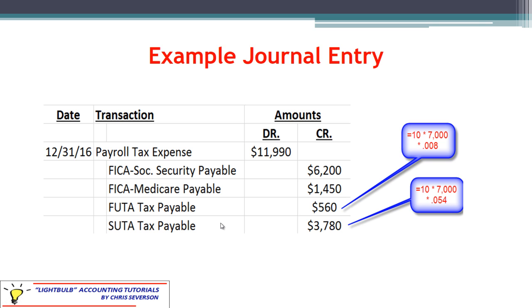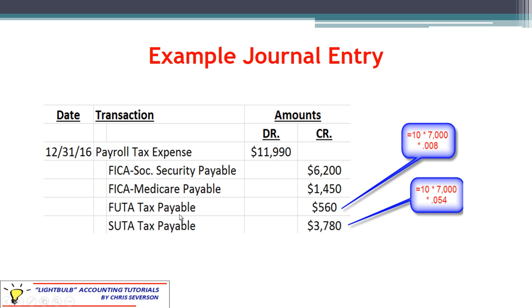So finally, let's take a look at the journal entry for the employer side taxes. Now notice the debit that we used here is different. It's not salaries expense anymore. It's often referred to as payroll tax expense. Now the $11,990 is simply the sum of all of our credits. So the credits are going to be our two FICAs, Social Security and Medicare. Notice these will match the amount from our last entry.